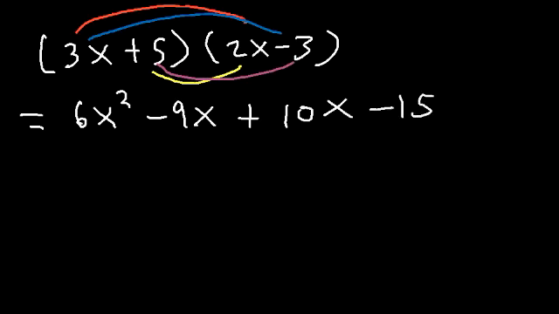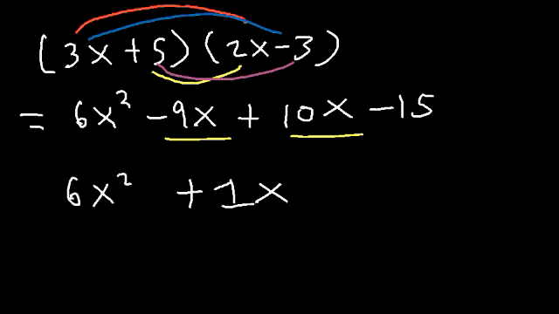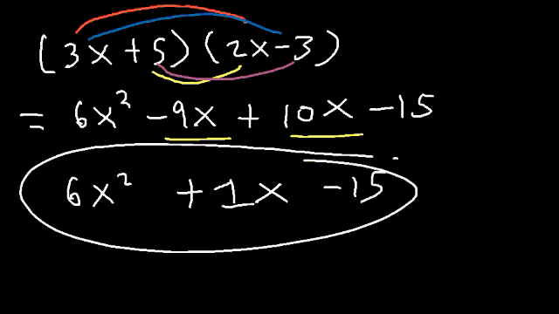So now at this point, we can combine like terms. Negative 9 plus 10 is positive 1. The other two terms, we can bring down. So it's going to be 6x squared plus 1x minus 15. So that's what you can do in order to multiply two binomials together.